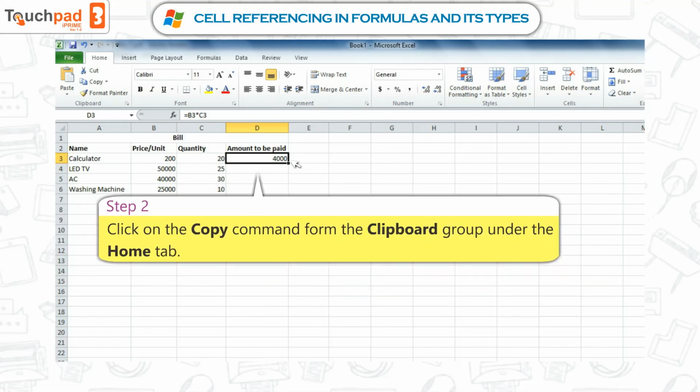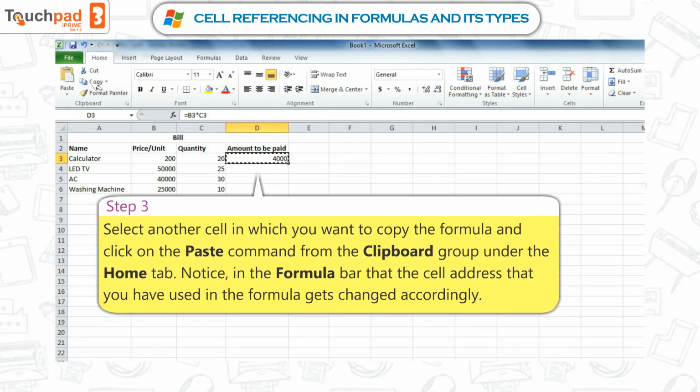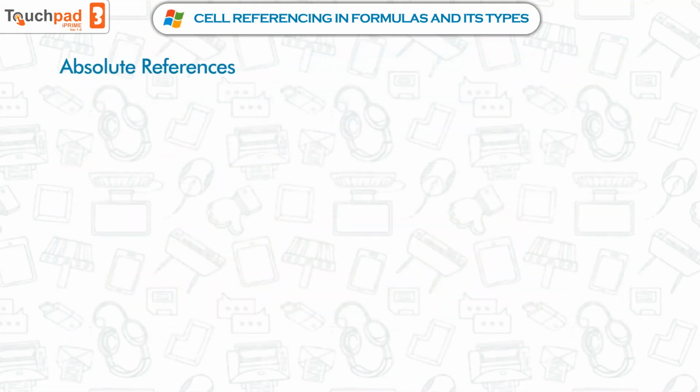Step 2. Click on the Copy command from the Clipboard group under the Home tab. Step 3. Select another cell in which you want to copy the formula and click on the Paste command from the Clipboard group under the Home tab. Notice in the formula bar that the cell address that you have used in the formula gets changed accordingly.